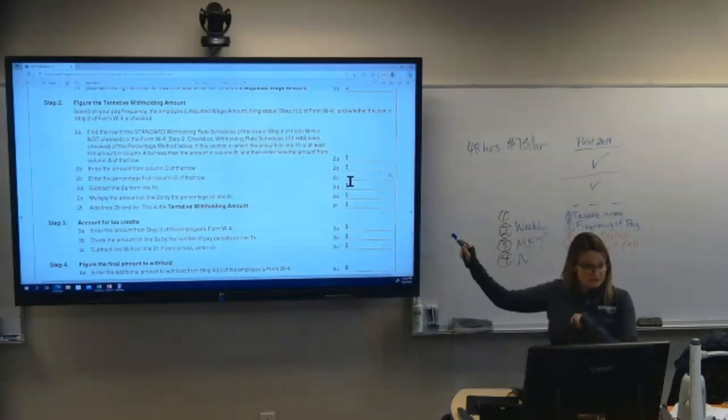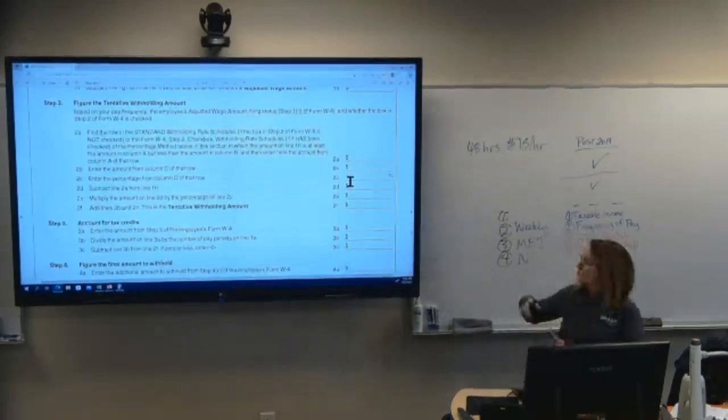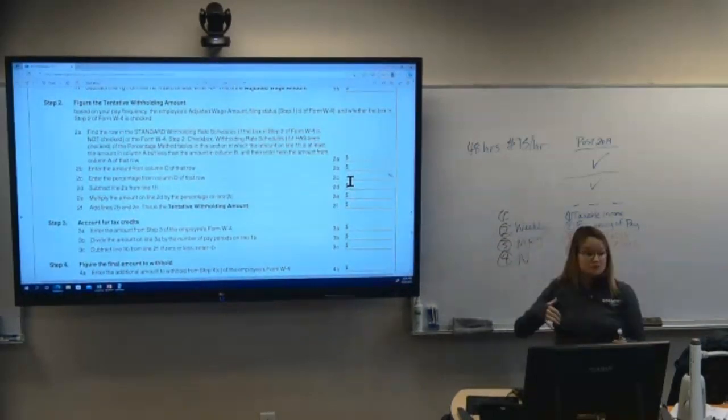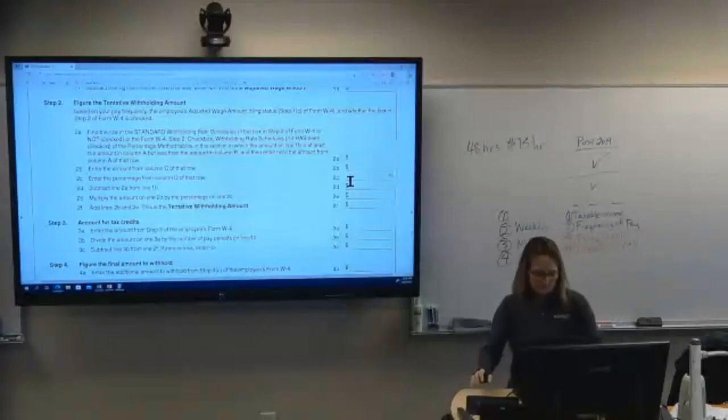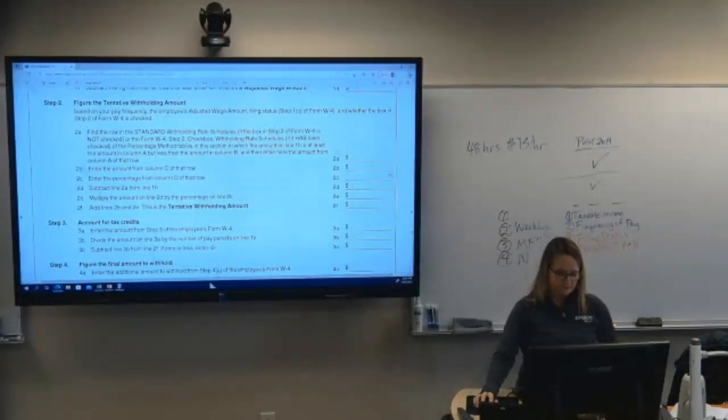Use the percentage method. With this, you probably could use the wage bracket method, but I want you to use the percentage method. Okay? And I'm going to do it too. I have no idea what the answer is.